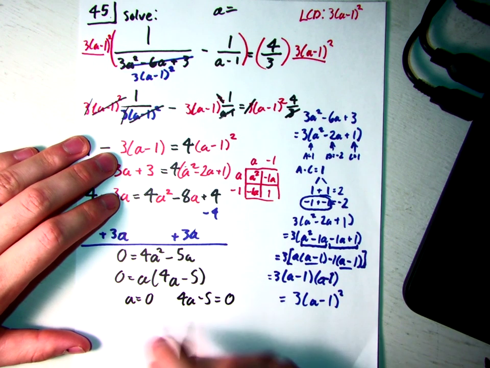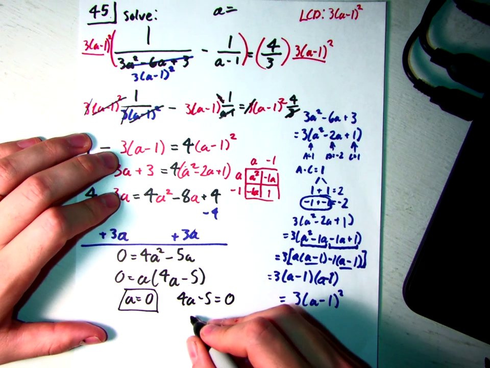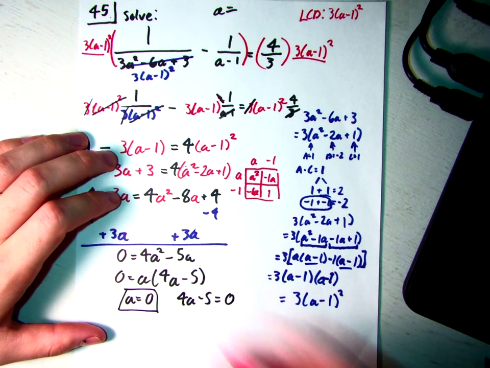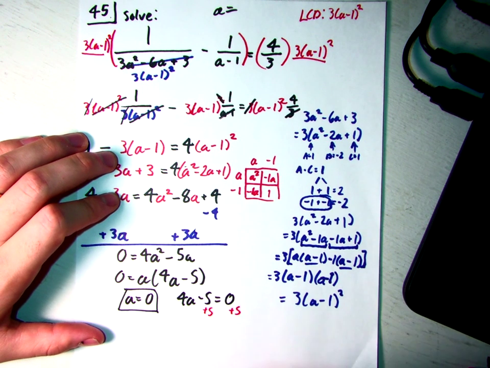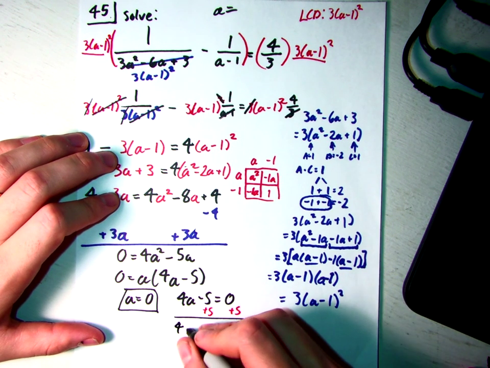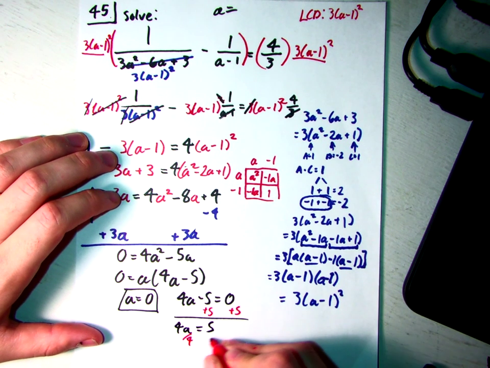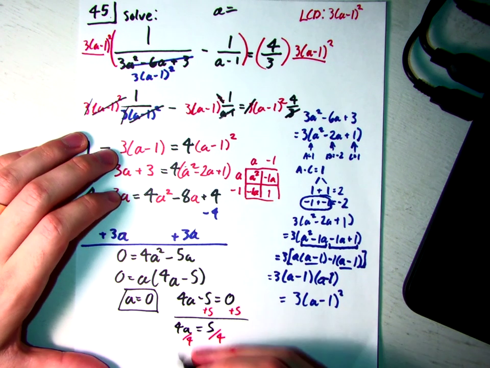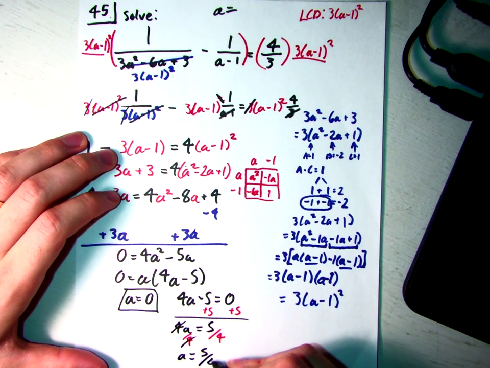And I can solve for each factor. This one's already solved here. I've got a equals 0. And here I can just add 5 to both sides. And I'm going to get 4a is equal to 5. And then I can divide both sides by 4. And I'm going to get a is equal to 5 over 4.